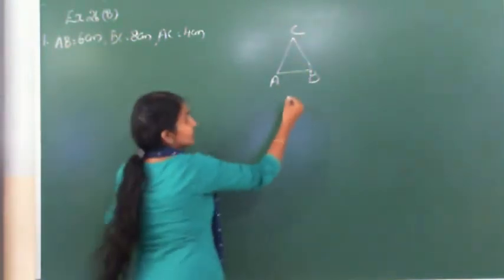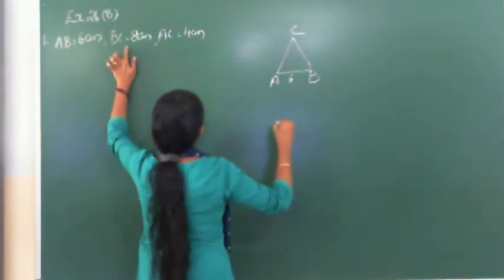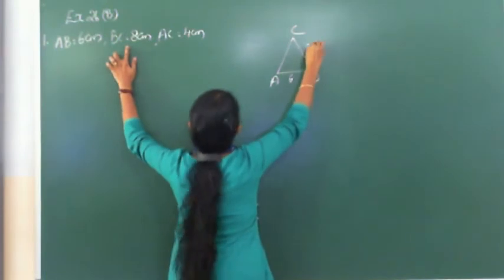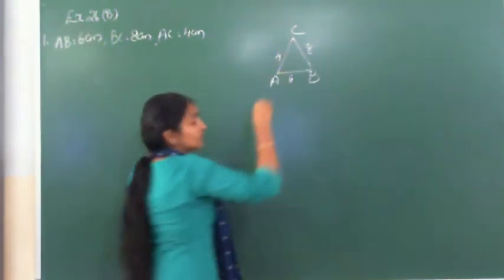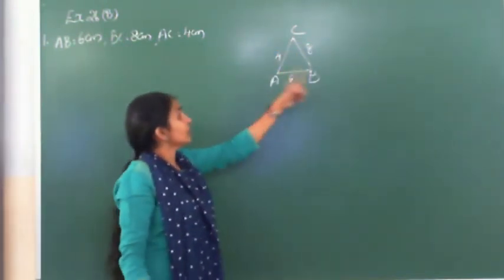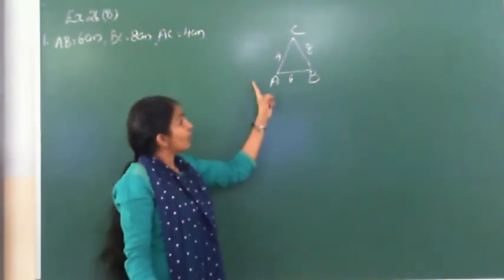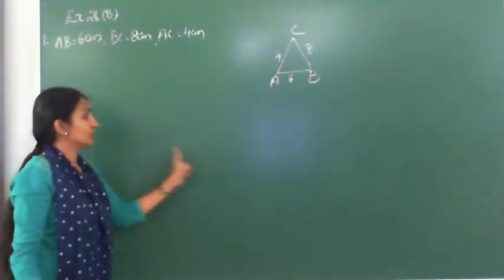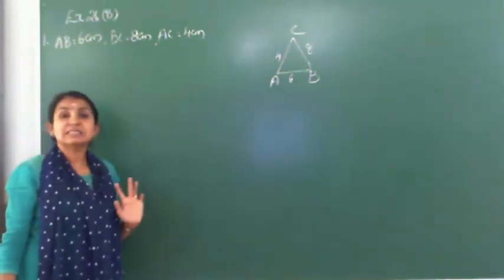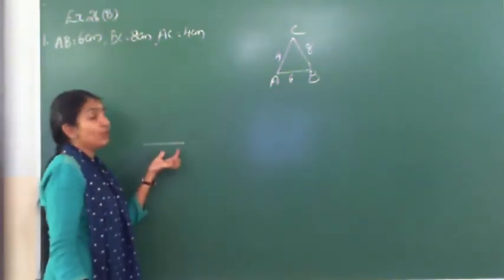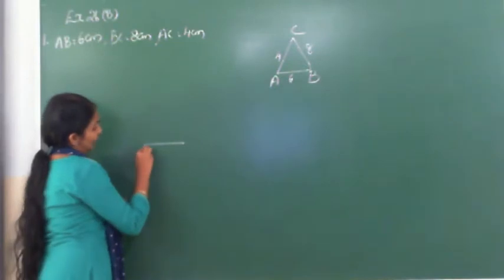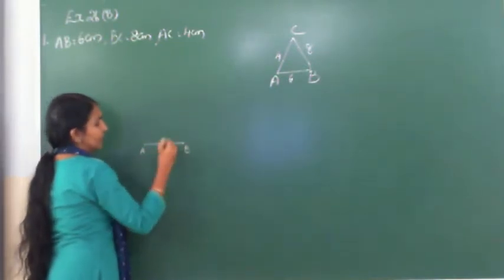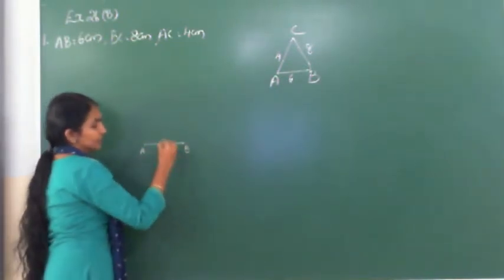What is AB? It is 6. So I wrote here 6 centimeter, BC 8 centimeter and AC 4 centimeters. Now according to this we are going to draw. According to the rough figure, AB is the baseline. So here we are going to draw AB as 6 centimeter. So AB is ready, and it is 6 centimeter.